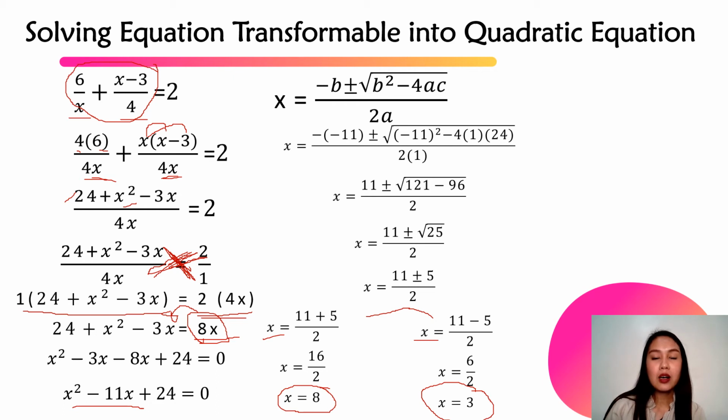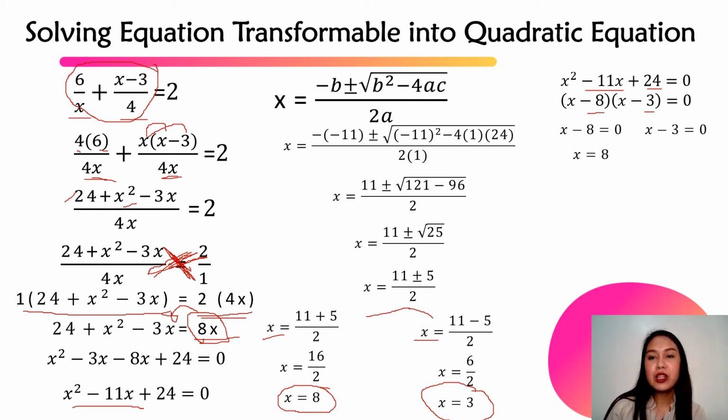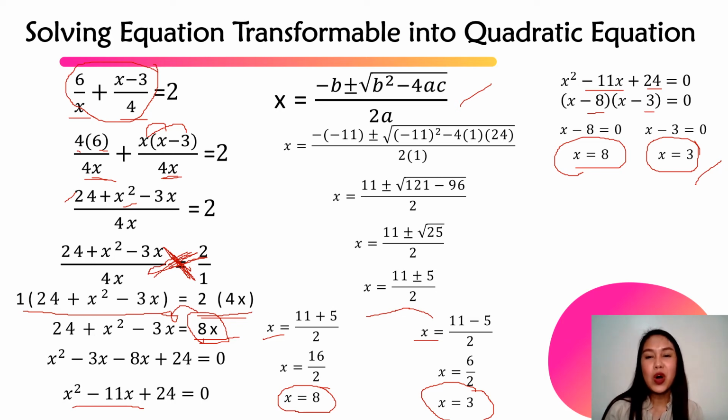Now, if you opt to have another solution, we can also use factoring. So if you factor x squared minus 11x plus 24, just get the factors of 24 that will add up to negative 11, and that's negative 8 and negative 3. Now, we have to apply the zero property. x minus 8 equal to 0, and x minus 3 is equal to 0. So for the values of x, we still have x is equal to 8 and x is equal to 3, which is the same as using the quadratic formula. So again, the solution for 6 minus 6 over x plus x minus 3 over 4 equal to 2 is 8 and 3.